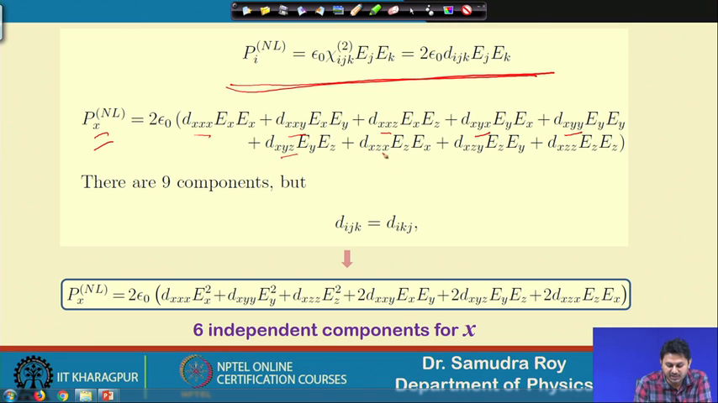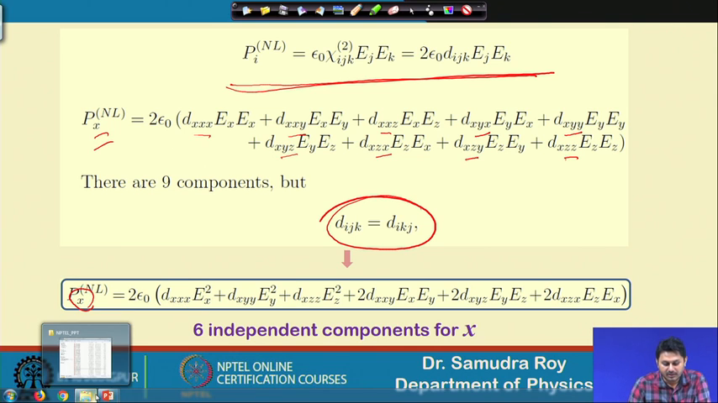So, I am changing just the next two indices here. There should be 9 components: 1, 2, 3, 4, 5, 6, 7, 8, 9. But again I am using this permutation symmetry, and once I use this permutation symmetry, I will reduce this to 6 components.